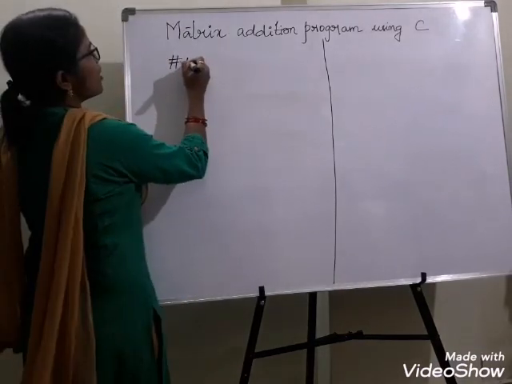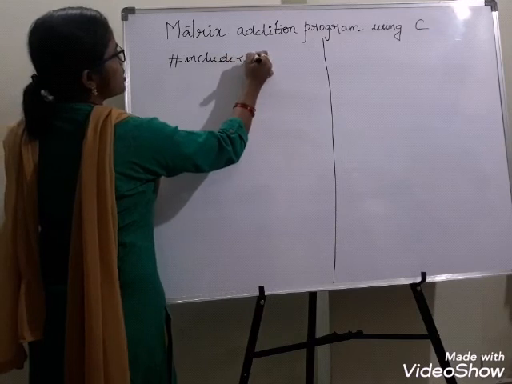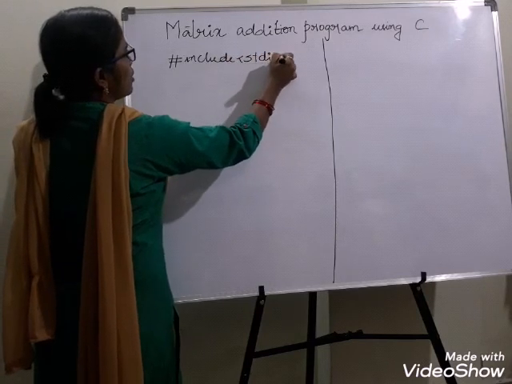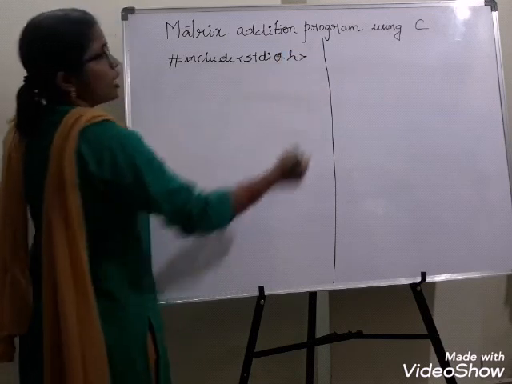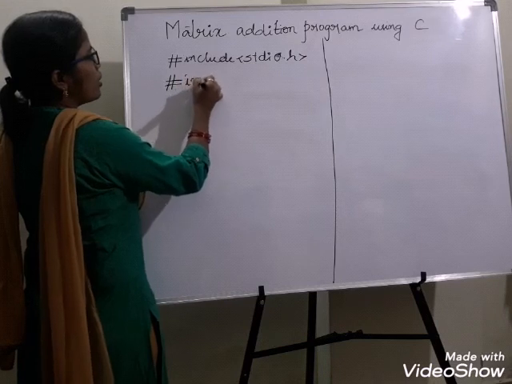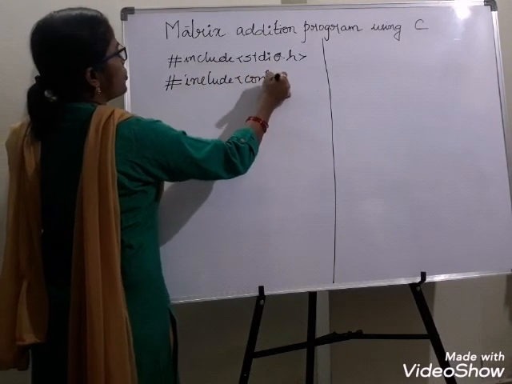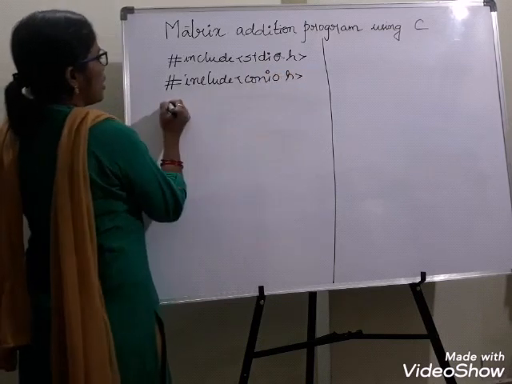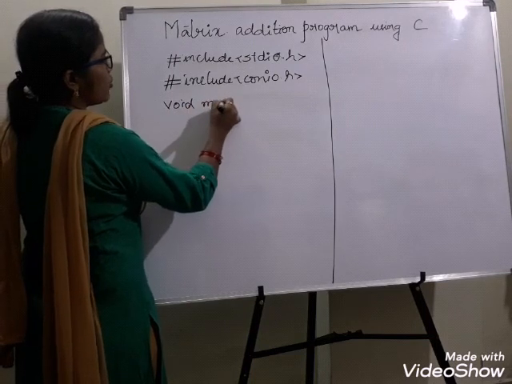As usual we start with #include <stdio.h>, including the standard input output header file, then #include <conio.h>, the console input output header file, and we start with our main function, void main.